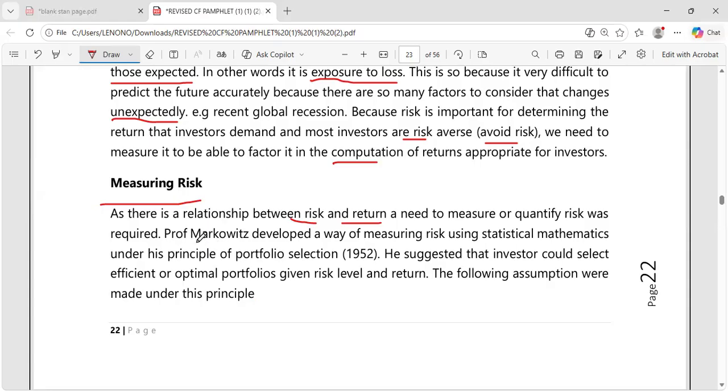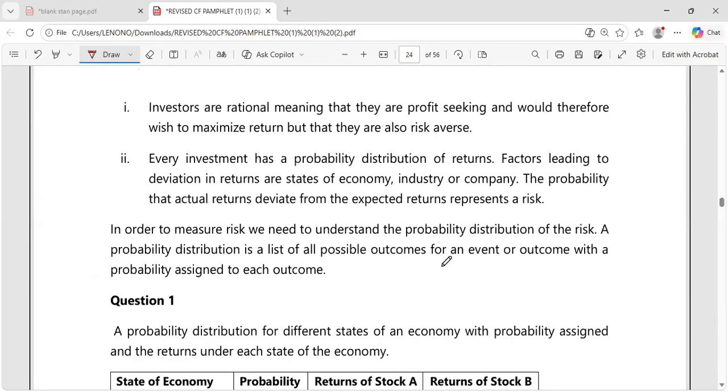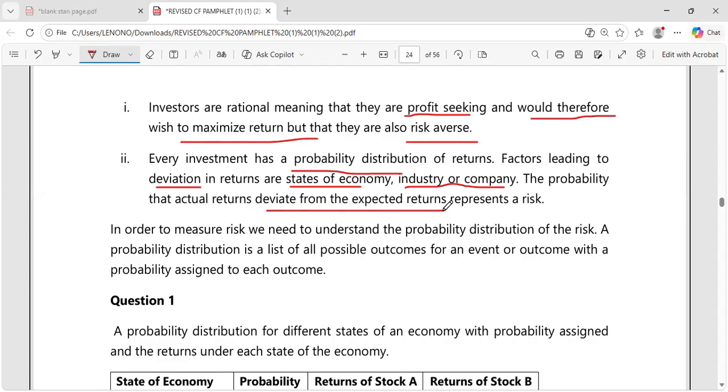Professor Markowitz developed a way of measuring risk using statistical and mathematical principles. Investors are rational, meaning that they are profit seeking and would therefore wish to maximize return, but they are also risk averse. Every investment has a probability distribution of returns. Factors leading to deviations in returns are the states of the economy, the industry, or the company. The probability that actual returns deviate from the expected return presents risk.